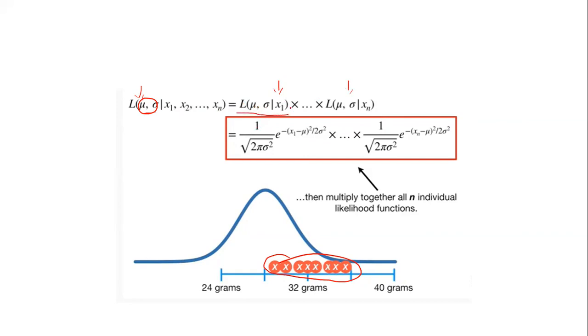So likelihood of mu sigma for x1 is what? 1 by root of 2 pi sigma squared, e to the power minus (x1 minus mu) the whole squared by 2 sigma squared, into so on and so forth, 1 by root of 2 pi sigma squared, e to the power minus (xn minus mu) the whole squared by 2 sigma squared. Right? So when you solve this equation, you can estimate the likelihood of this. We can identify the maximum likelihood for normal distribution.